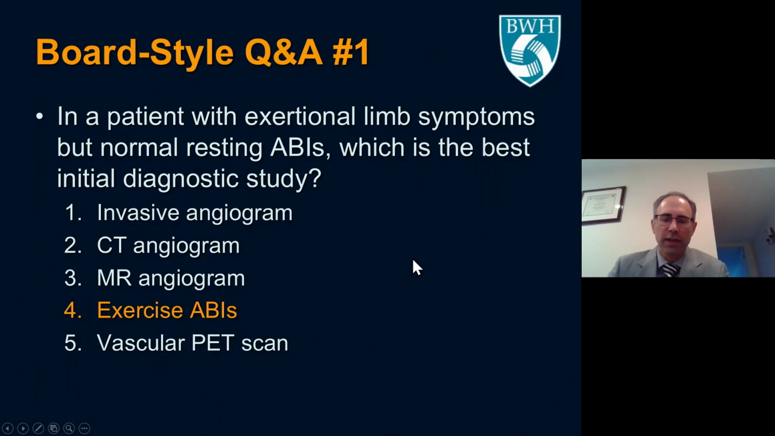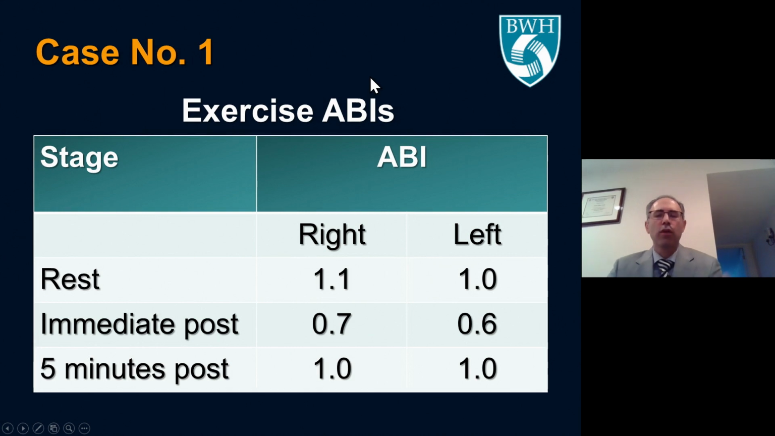And here we can see those answers. And so that's exactly what was done for this patient. So we can see at rest, the right ABI is 1.1, left is 1.0. With exercise, we're looking to provoke a drop in the ankle brachial index. And what do we see? A drop. We go immediately post-exercise down to 0.7 on the right and 0.6 on the left, and then he recovers at 5 minutes post. So this is a patient with bilateral, left worse than right, peripheral artery disease that we brought on with exercise.